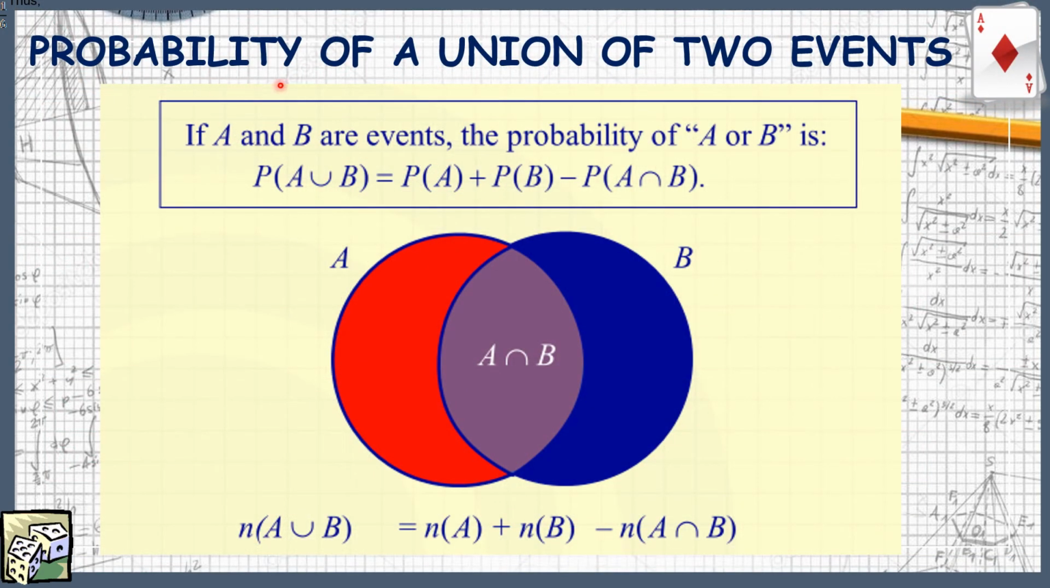Next naman is proceed tayo sa probability of a union of 2 events. So, balik tayo dun sa union of 2 events. Dito sa unang picture natin, yung union of 2 events ay meron siyang intersection. Ibig sabihin, this is not mutually exclusive. So, yung A or B, or yung probability ng A union B is equal to probability of A plus probability of B minus probability of A intersection B. So, ibig sabihin, kunin mo muna yung probability ni A, yung probability ni B, tapos i-minus mo yung probability ng intersection nilang dalawa.